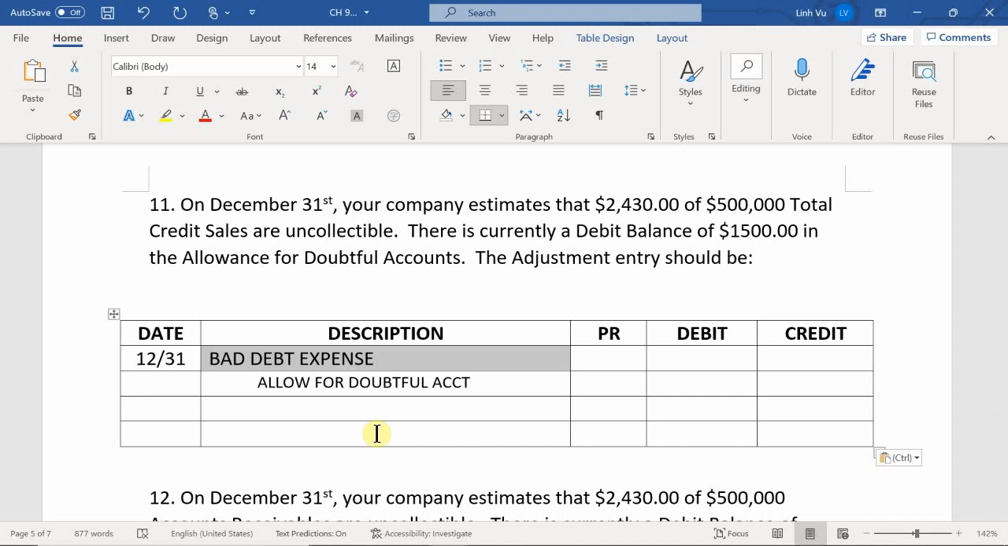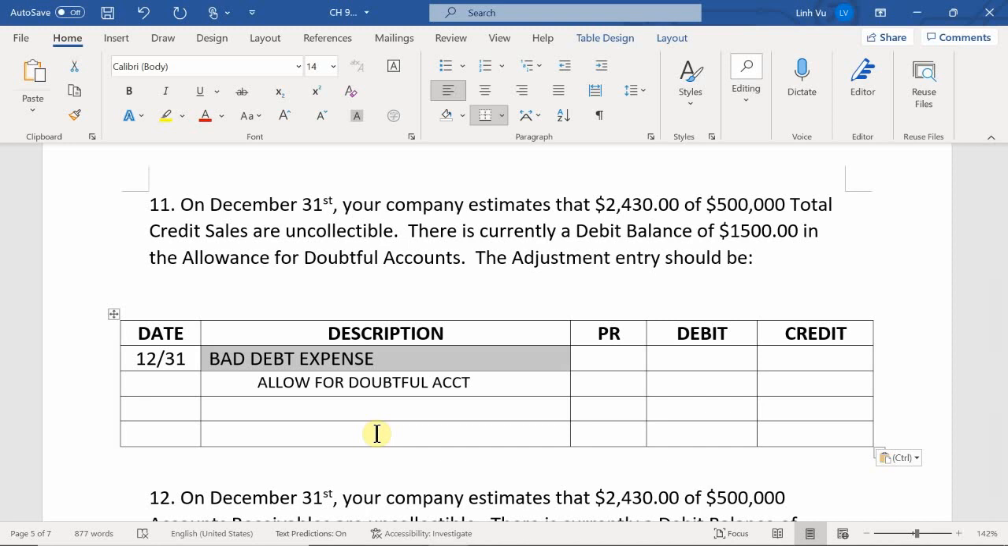Does the allowance for doubtful accounts appear on my income statement? No, it doesn't, because this one's only focusing on your revenues and your expenses. So the accounts receivable and the allowance for doubtful accounts do not appear on the income statement. I don't care what balance I have in my allowance, because it doesn't matter to me.